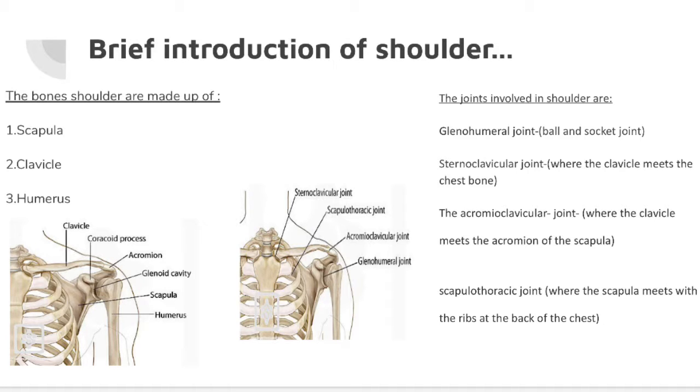The joints involved in the shoulder are the glenohumeral joint, which is also known as the ball and socket joint; the sternoclavicular joint, where the clavicle meets the chest bone; the acromioclavicular joint, where the clavicle meets the acromion of the scapula; and the scapulothoracic joint, where the scapula meets with the ribs at the back of the chest.